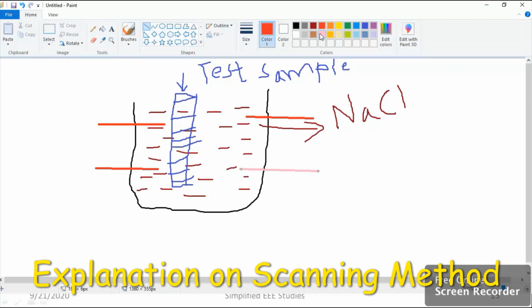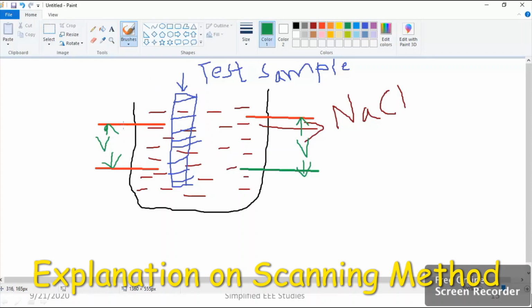Thereafter I need to apply high voltage. I am going to apply high voltage over here. Between those electrodes, I will be applying high voltage. So you have to wait for half an hour.